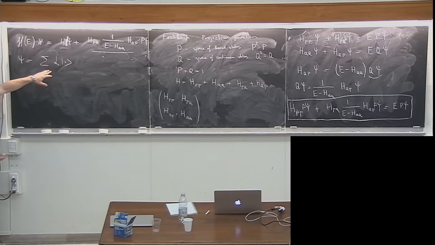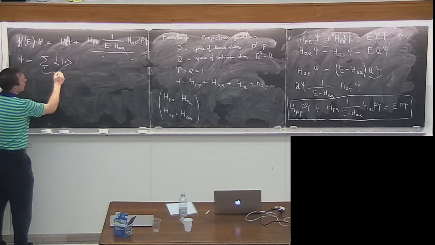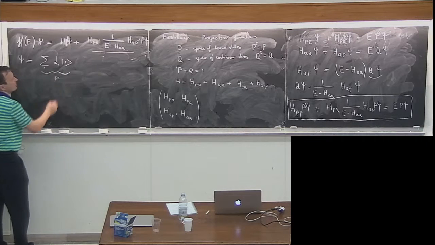So if I had just bound states, this would be my space, and this is a summation over all possible basis states 1. So this part is in the P space.